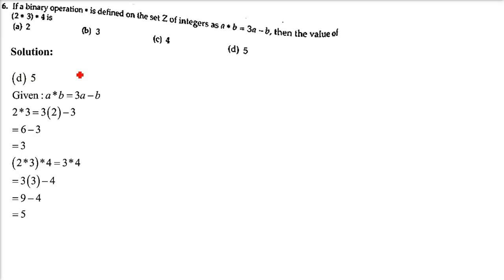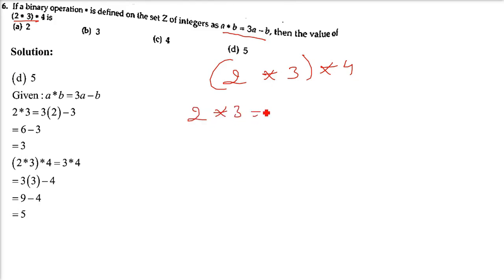Sixth is, if a binary operation star is defined on the set Z of integers as A star B equals 3A minus B, then the value of 2 star 3 star 4 is. First we'll do 2 star 3. What is A star B? 3A minus B. So in place of A put 2, in place of B put 3.